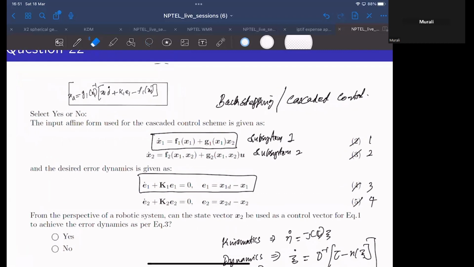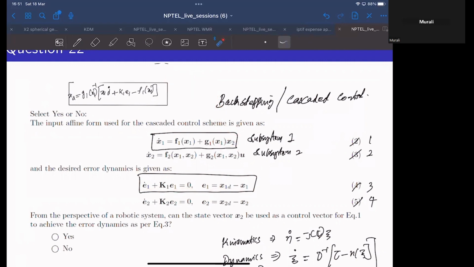So in order for the first subsystem to follow this error dynamics, the control input x2 should be this, because we have derived it from the backward direction. We have basically derived it from this equation. So in order for subsystem 1 to follow this error dynamics, this x2 should be of this expression.